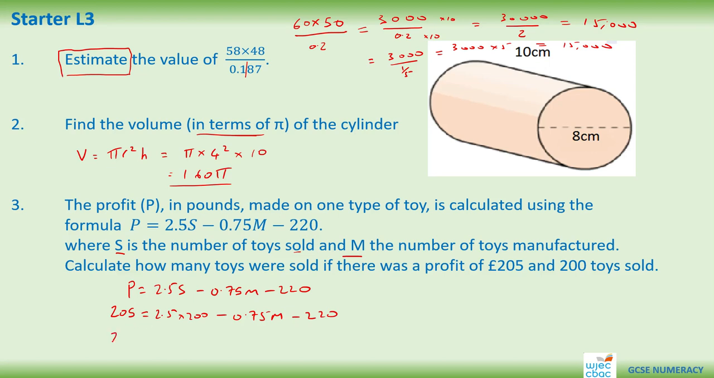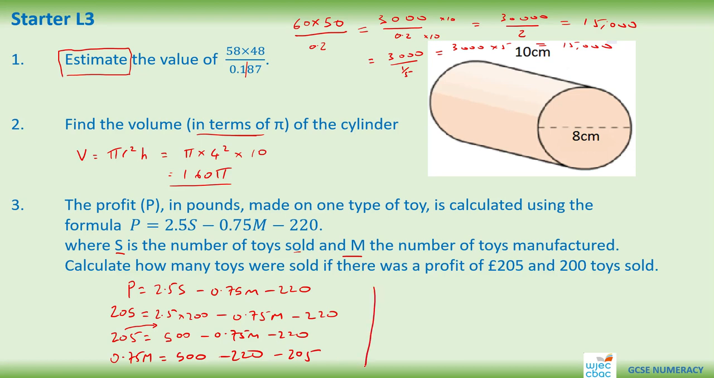Now then, 205 is equal to 2.5 times 200 with the numbers. 2.5 times 2, or double 2.5, is 5. So 500 minus 0.75 M minus 220. If I take the 0.75m to the left hand side and bring the 205 here, 0.75 is negative on this side, so on the other side it's going to be 0.75m. It's going to be positive, is equal to 500 minus a 220, and this is 205 positive, so when it crosses the equal sign it becomes minus 205.